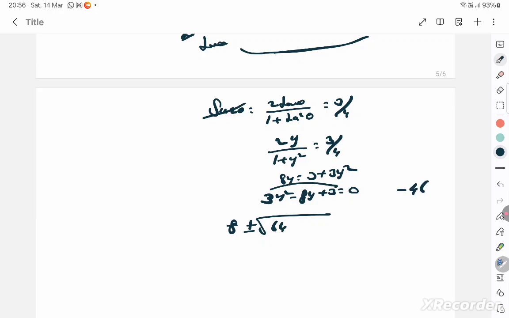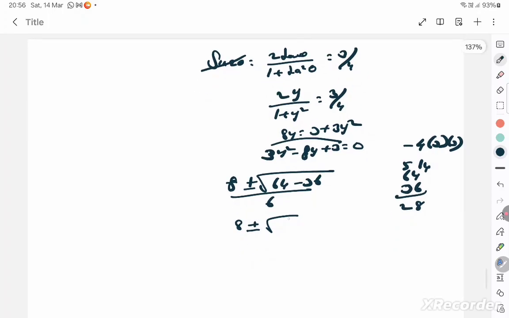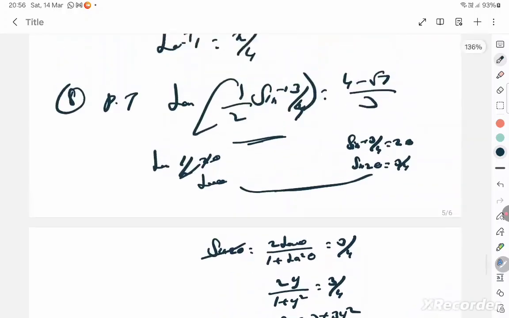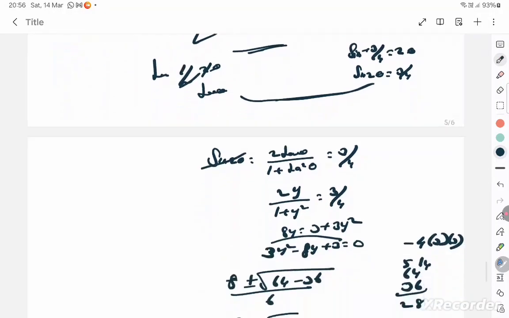Minus b is plus 8 plus or minus root of b square minus 4ac, 9 4s are 36, by 2a. So 8 plus or minus root of this itself is 64 minus 36. It's 28 here, and this becomes a 2, and this becomes a 6. 7 4s are 28 by 6. You can just cancel the whole thing. The root 4 will become a 2. So it's 4 plus or minus root 7 by 3 by cancelling throughout, and you got the answer. It's 4 minus root 7 by 3.